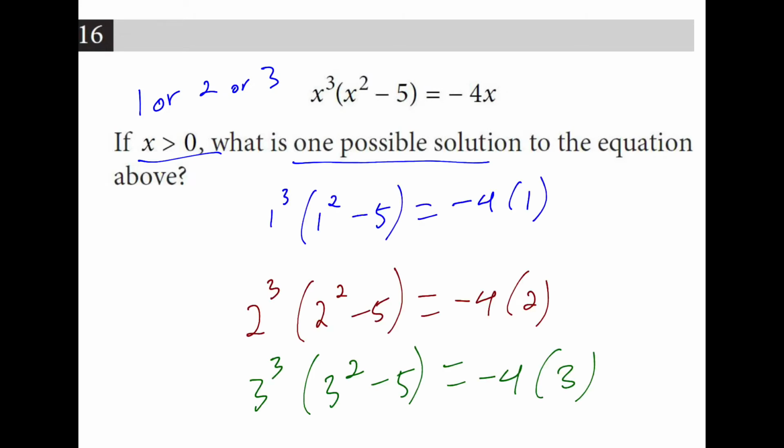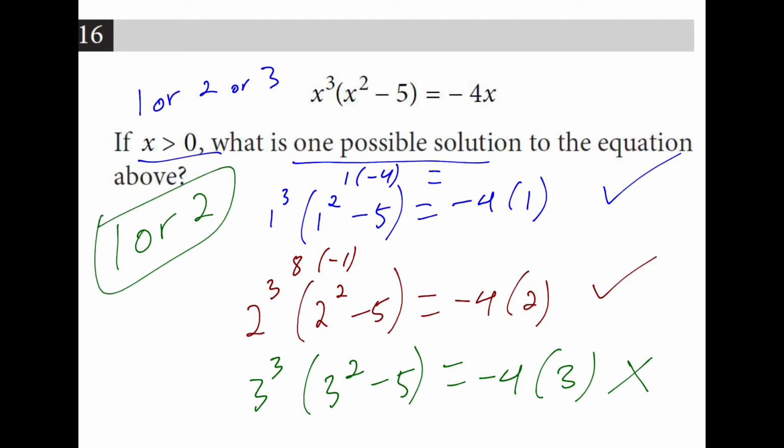Now really you could just stop once you find any answer, but it turns out this top part ends up being 1 times -4 is equal to -4 times 1, so that checks out. It works. If I did that with 2, I get 8 times -1 is equal to -4 times 2, so that's also equal. And this one does not work out, but it doesn't matter because I've already found 2 possible answers, and I only have to find 1. So 1 or 2 would work.